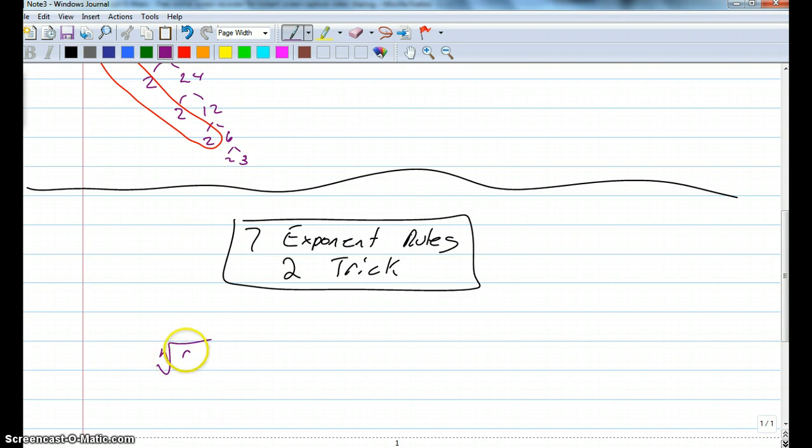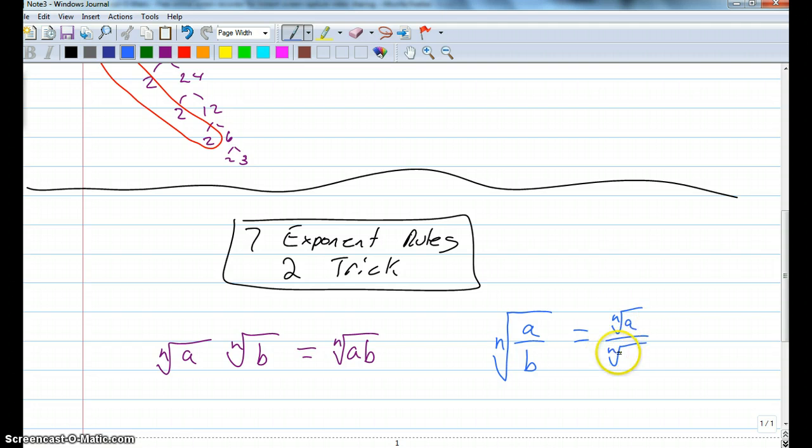The nth root of A times the nth root of B equals, check it out, since they're both inside the nth root, inside the same houses, we can multiply them together and get the nth root of A times B. All right, and then we also have a second rule, and I'm guessing y'all can figure out what this one's going to be. The nth root of A divided by B is going to be, you guessed it, the nth root of A divided by the nth root of B.